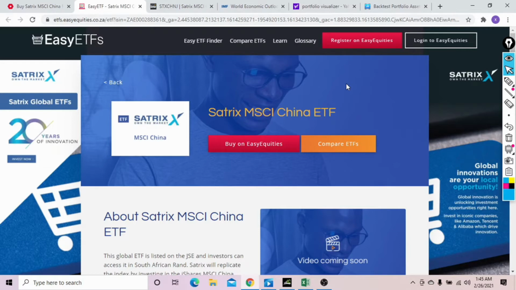The Chinese index is an index that represents the total stock market for China. For example, here in South Africa, we have SATRIX 40. SATRIX 40 is an ETF which tracks our index, which is the FTSE 40 for South Africa. So they take 40 companies, and they rank them in terms of market cap, in terms of how they contribute to that index. And then these top 40 companies represent the South African stock market.